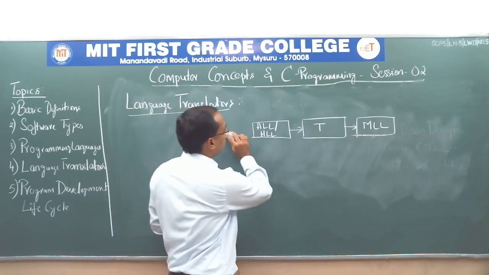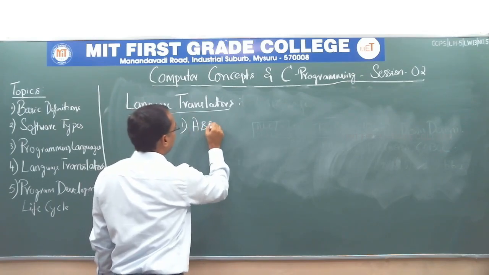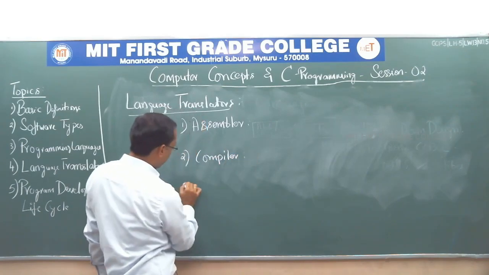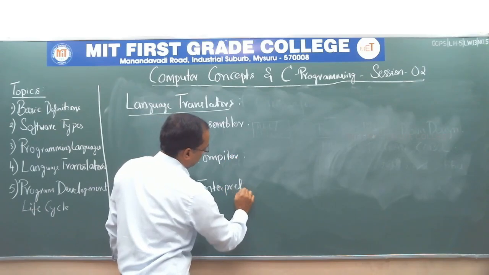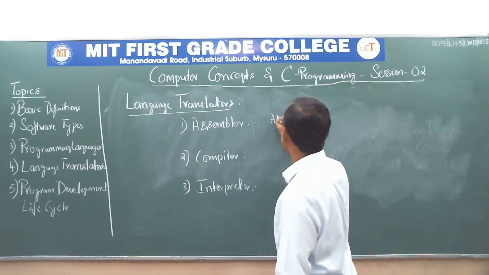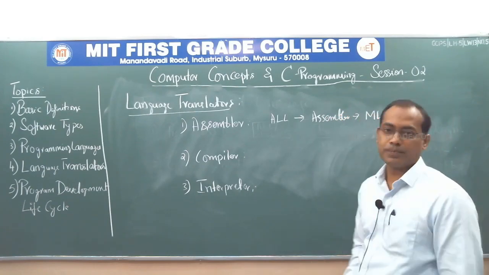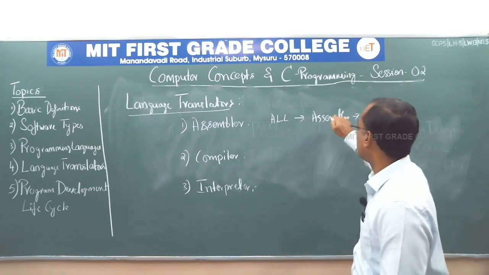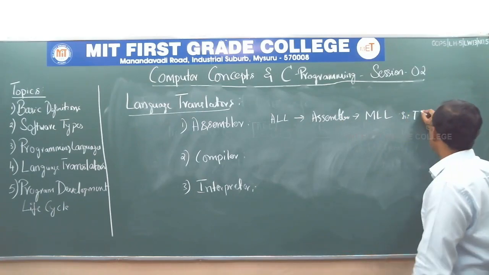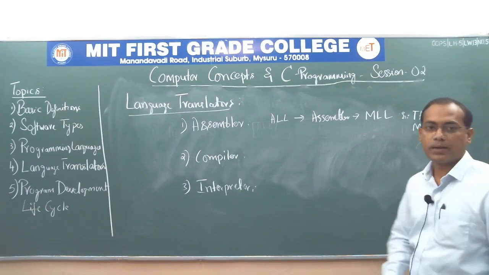Now we'll see what the different types of translators are. We have assembler, we have compiler, and we have interpreter. Assembler is a translator which accepts assembly level language as input and converts it into machine level language. So if you are writing your program in assembly level language, we need an assembler. We'll take some examples. TASM and MASM are examples of assemblers. What is this TASM, MASM? TASM means Turbo Assembler, and MASM means Macro Assembler.